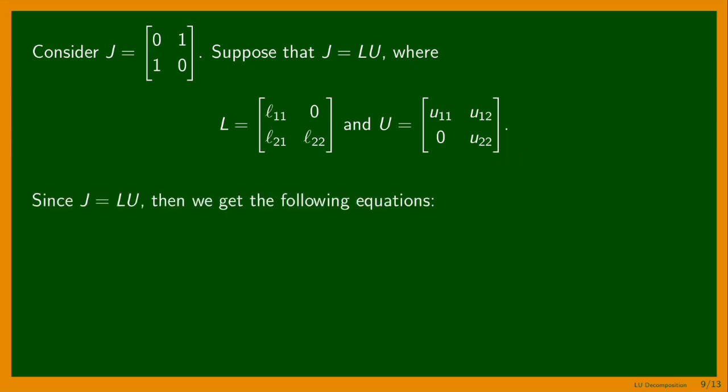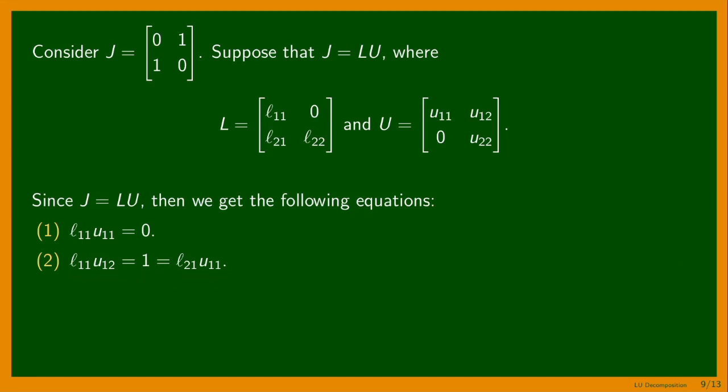Then performing the multiplication, because we're multiplying L times U and equating it to J, that gives us the following equations. L11 times U11 is going to be 0. Why is that? If I take the dot product of the first row and the first column, I get the 1,1 entry of the product, which is 0. Therefore, L11 times U11 should be 0. Actually, this is a set of two equations. This is one, and then this is the other one.